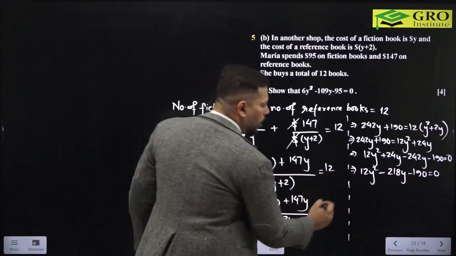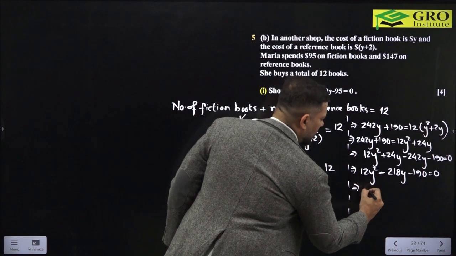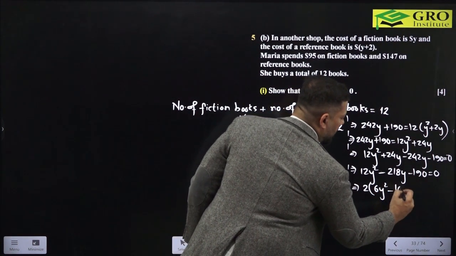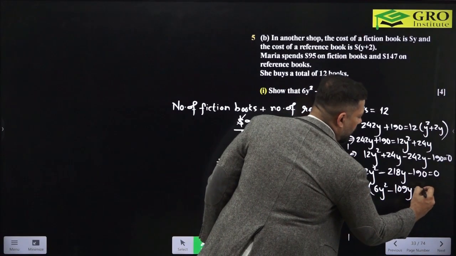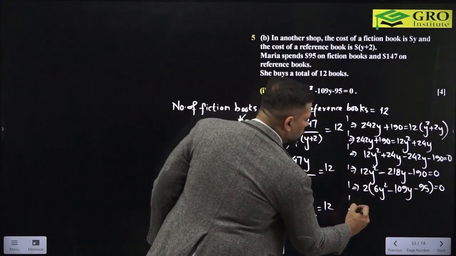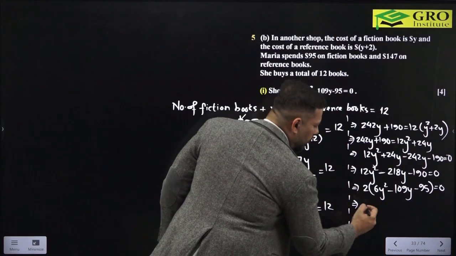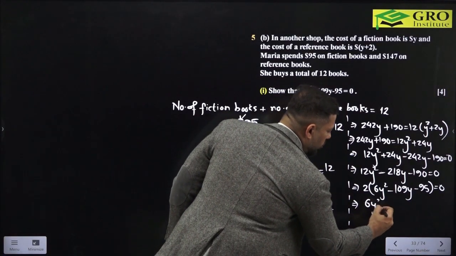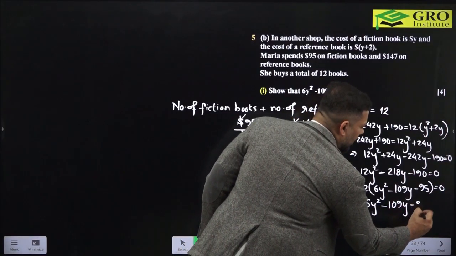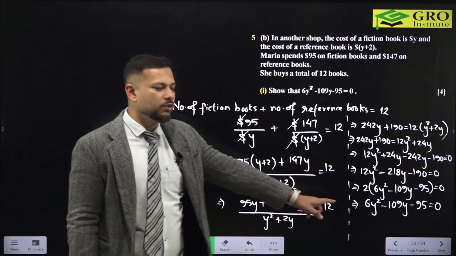Let us take 2 common from this, as I see that all the terms have 2 as one of their factors. So if we take out 2 common, we get 6y square minus 109y minus 95 equals to 0, and this 2 can be taken to the other side to divide 0. So we'll divide 0 by 2, which results in 0 only. So 6y square minus 109y minus 95 is equal to 0, and that is what we needed to show.